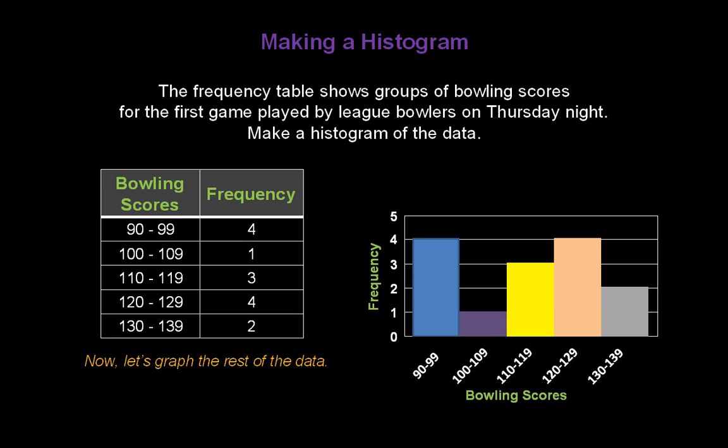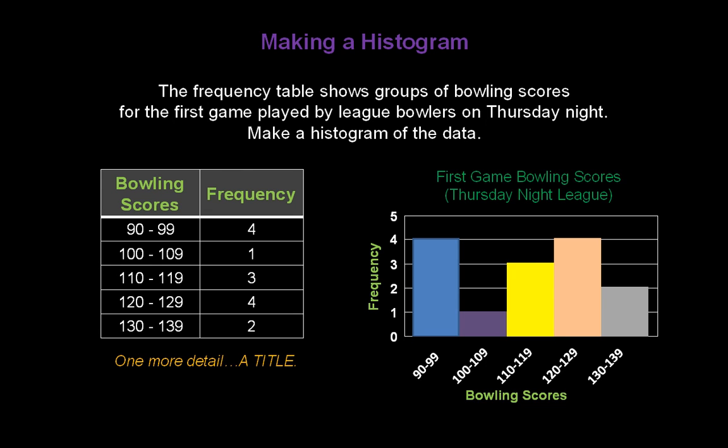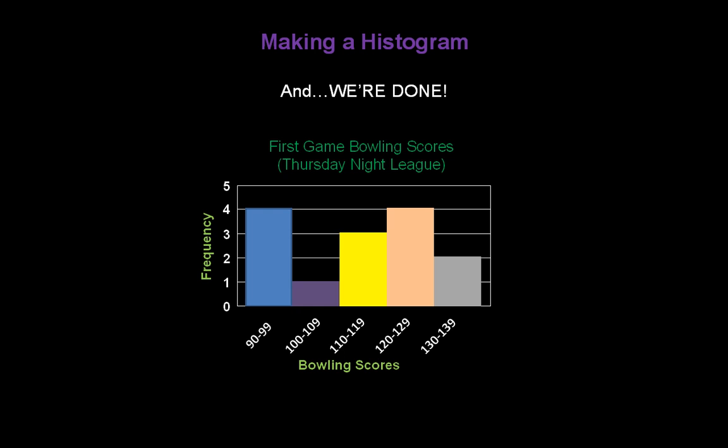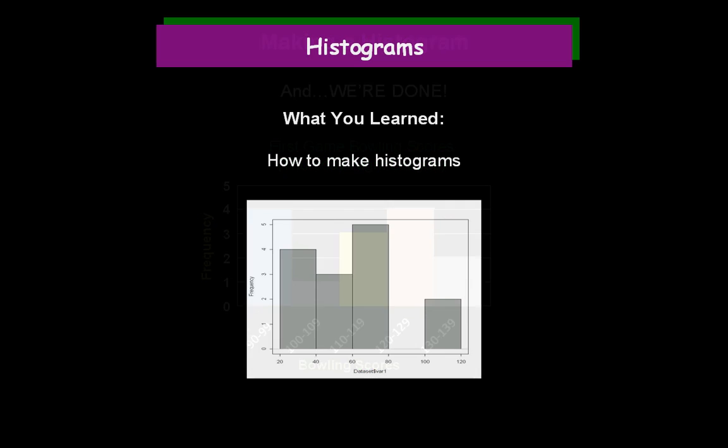And you almost have a histogram. Something's missing. Do we know what? Yes, we need a title. Every graph we make needs a title. Let's call this one First Game Bowling Scores for the Thursday Night League. And there's your histogram. It's just as easy as that. Congratulations! You've learned how to make histograms.